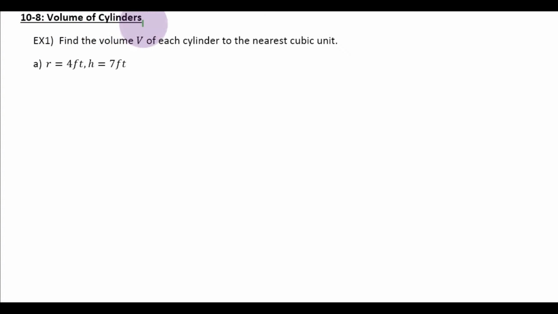Today we're looking at finding the volume of cylinders. In this first example, we're asked to find the volume, V, so V represents the volume here, that's a capital V there, of each cylinder to the nearest cubic unit. In this first problem, it just gives us some information.